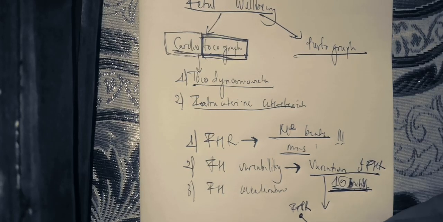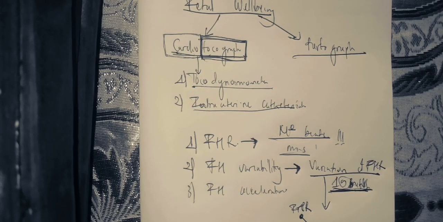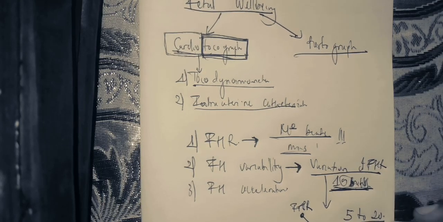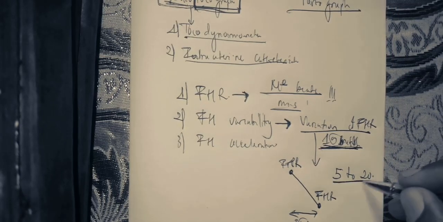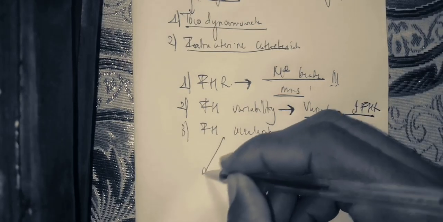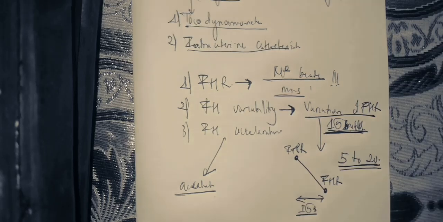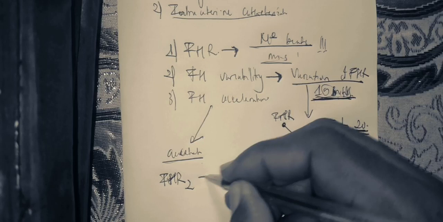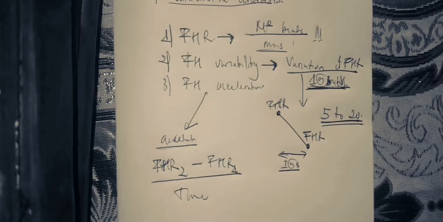So you see that after that period of time, which is 15 seconds, there is supposed to be a variability in the fetal heart rate, and the normal variability of the fetal heart rate has to be between 5 to 20 variations. Is it clear? Now the next thing is the fetal acceleration. Is it clear? Fetal acceleration is referred to as the rate of increase: the fetal heart rate 2 minus the fetal heart rate 1, all divided by the time of the acceleration.